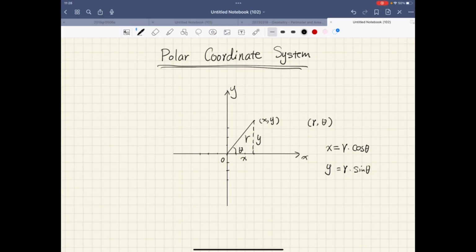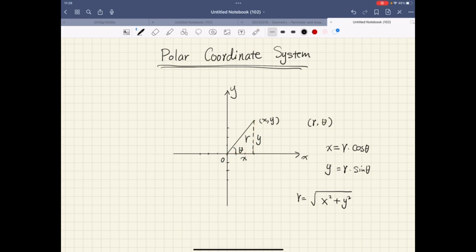How? r is easy to get because of the Pythagorean theorem. So r is just the square root of x squared plus y squared, because in this right triangle, r is just the hypotenuse, and x and y are just the two legs of the right angle.